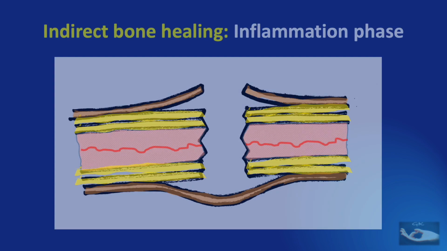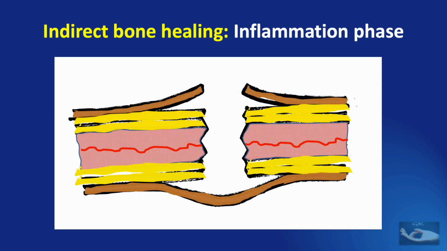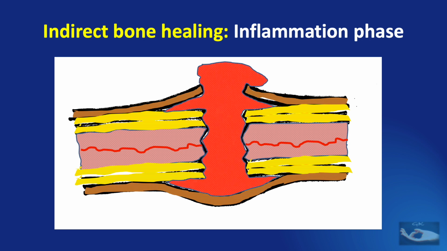First is the inflammation or hematoma phase, which lasts from day 1 to day 7. This stage begins immediately following the fracture. The blood vessels supplying the bone and the periosteum are ruptured during the fracture, causing a hematoma in and around the fracture site. This hematoma forms the temporary frame for subsequent healing.